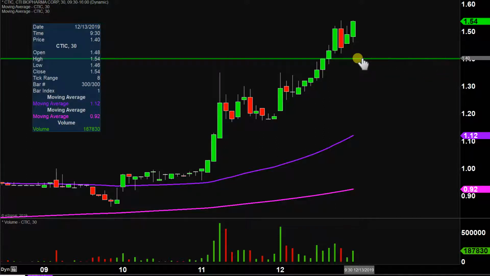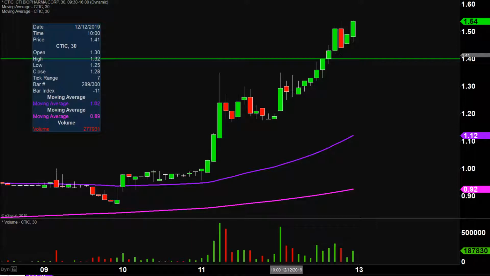Now, don't get me wrong, if the price falls below that level, that doesn't mean that the entire chart's destroyed or ruined or anything like that. But if the price could manage to stay above that level, that would certainly be a massive sign of power going forward.